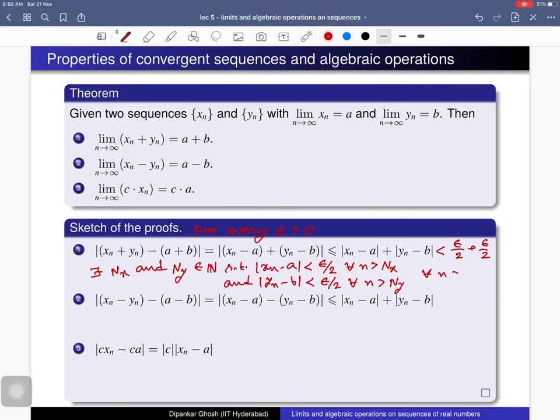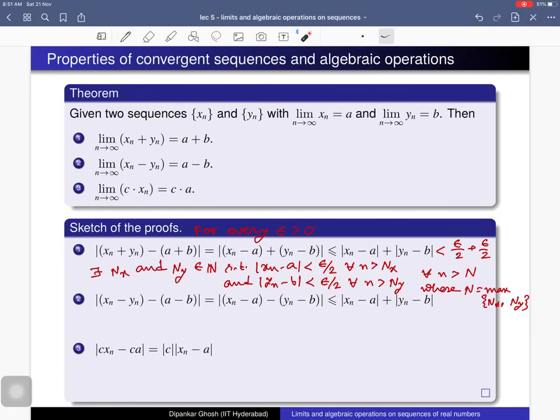For all n greater than capital N, and this n is the maximum of nx and ny. So using these two facts, we can see that this difference is less than this particular value after a certain stage. Let's assume that this is the stage, and after this stage, this distance is less than epsilon by 2, and this distance is also less than epsilon by 2.